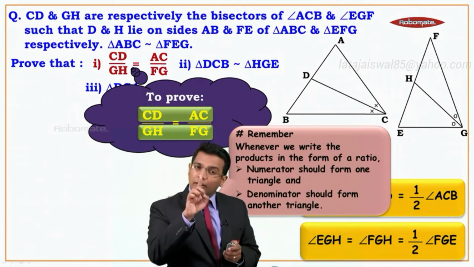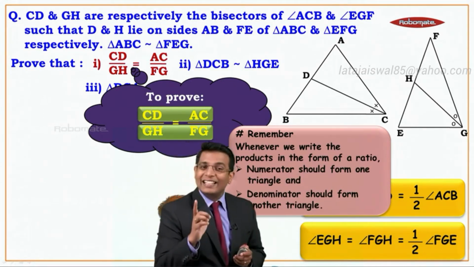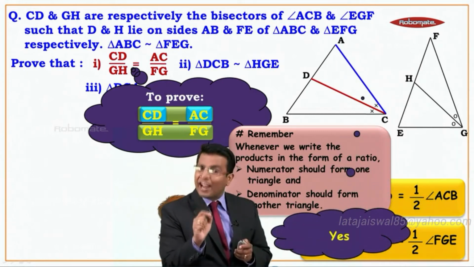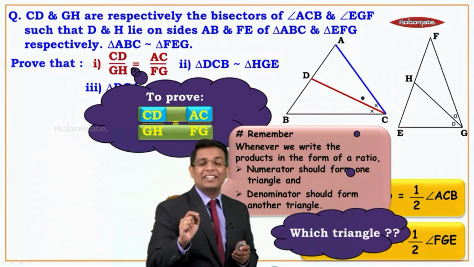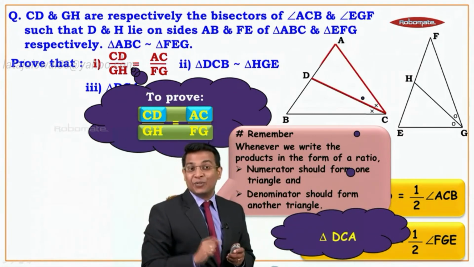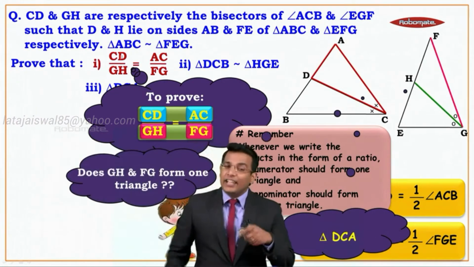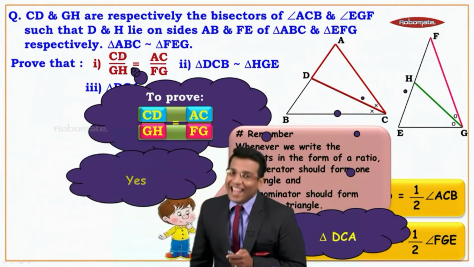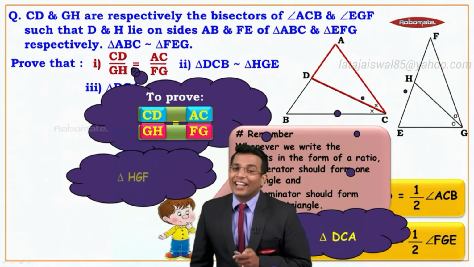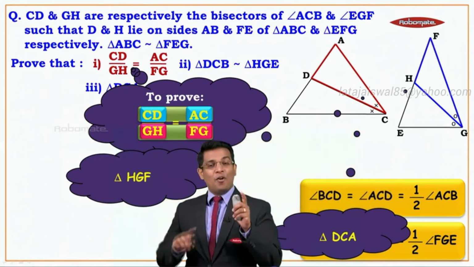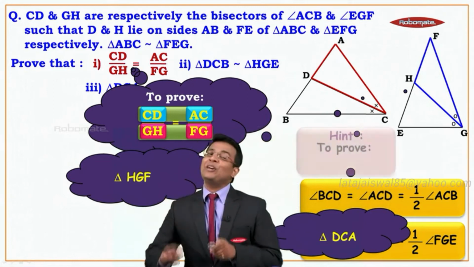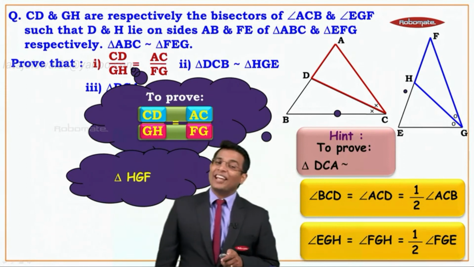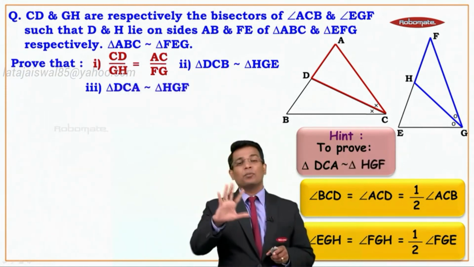So from the numerator, we should get one triangle. If you look there, CD and AC, do they belong to one triangle? Yes. Which triangle is that? It is triangle DCA. So we got one triangle. The denominator, if you check, is GH and FG. Does it form one triangle? Yes. Which triangle is that? It is triangle HGF. Now these are the two triangles which we need to prove similar. That means we need to prove triangle DCA is similar to triangle HGF. If we get this, we get the proof.